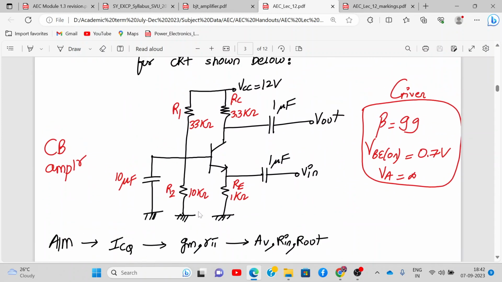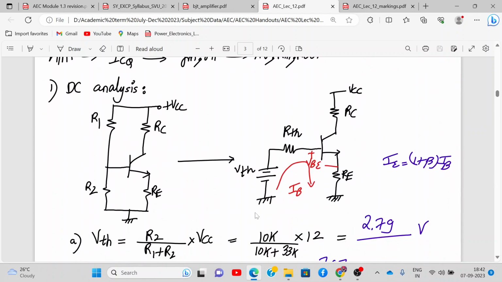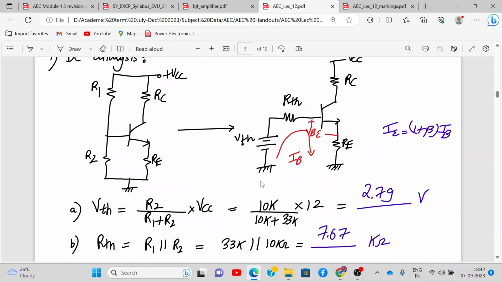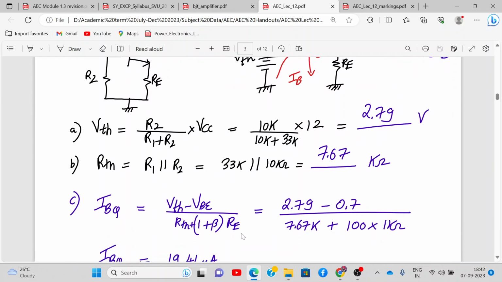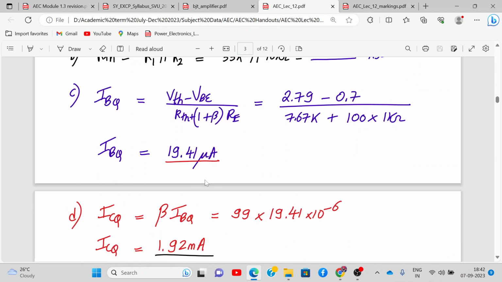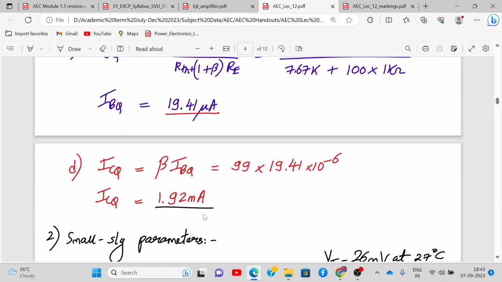So now the strategy will be to find ICQ, then find gm and rπ, because ro will be infinite as VA is infinite. Then calculate Av, Rin and Rout, or you can call it Zin, Zout. So first draw the DC analysis, convert to Thevenin's equivalent at the base terminal, so you get this circuit. From there you calculate VTH and RTH. Then the IBQ formula, please remember it for voltage divider bias. You'll get IBQ in microamperes, multiply it with beta to calculate ICQ.